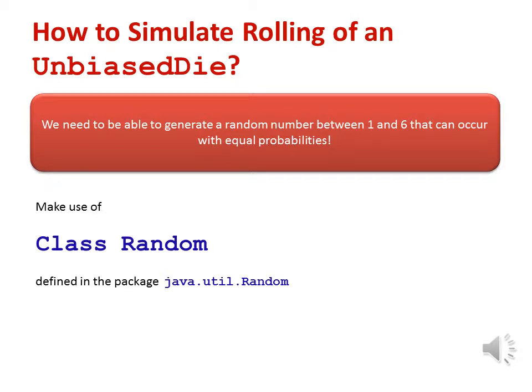But how do we simulate the rolling of an unbiased die? We need to be able to generate a random number between 1 and 6 that can occur with equal probabilities. We can make use of the class Random available in the Java API in the package java.util.Random.